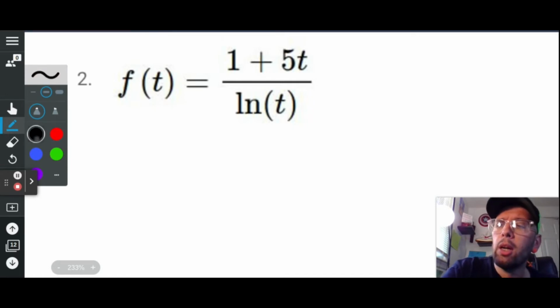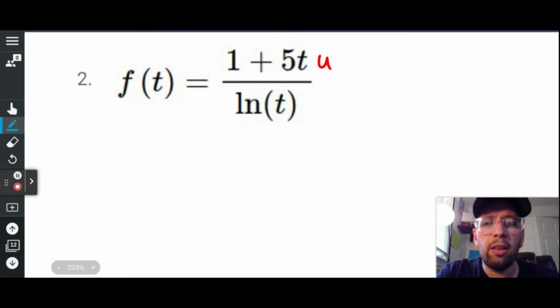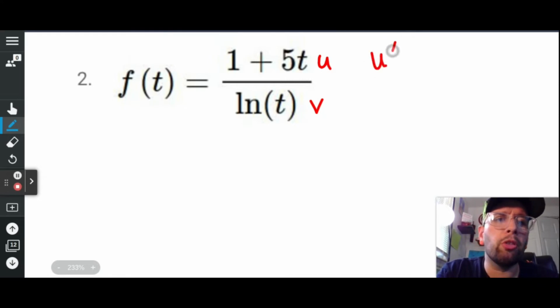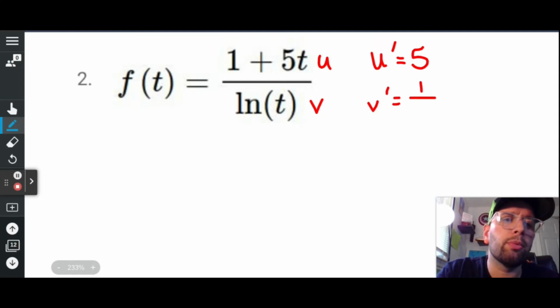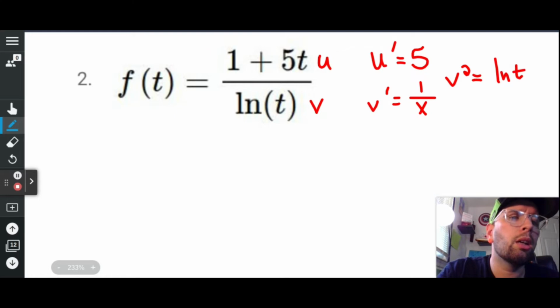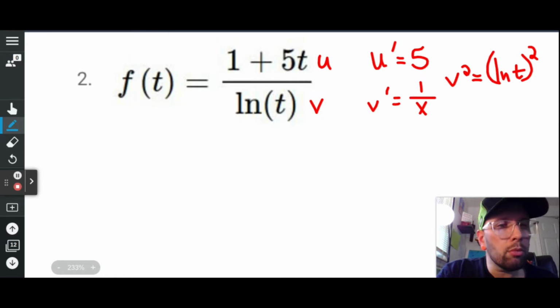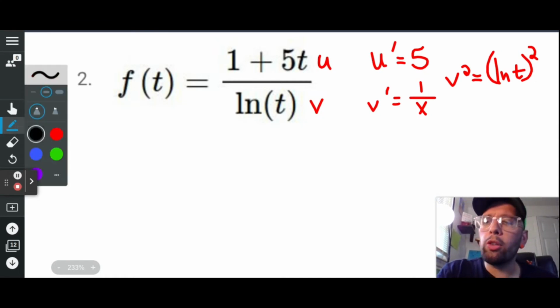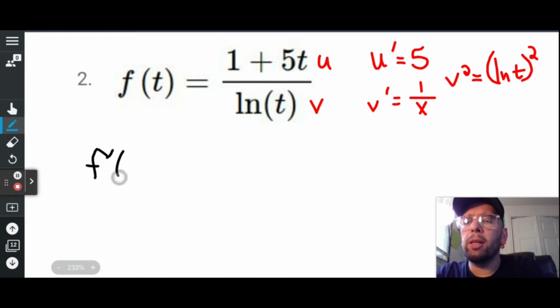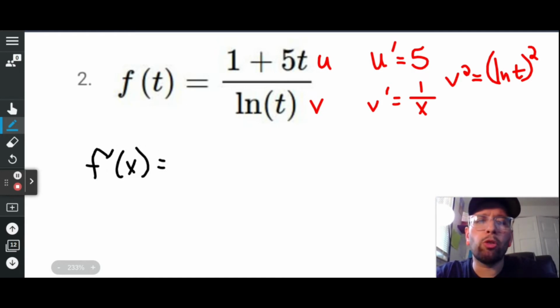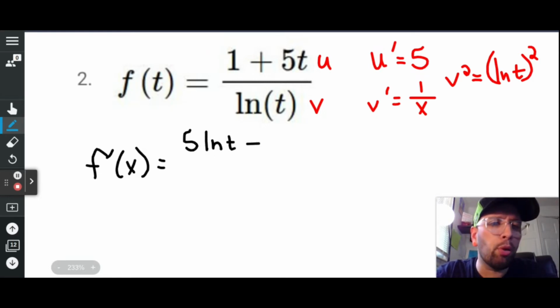So I have, this is my u, this is my v. u prime is just going to be 5. v prime is just going to be 1 over t. And v squared is ln of t squared. Quotient rule is u prime v minus v prime u. So u prime is 5. v is ln of t minus v prime, which is 1 over t.